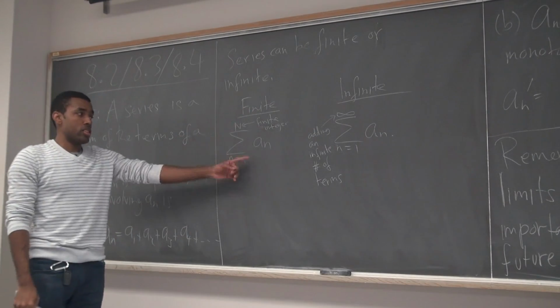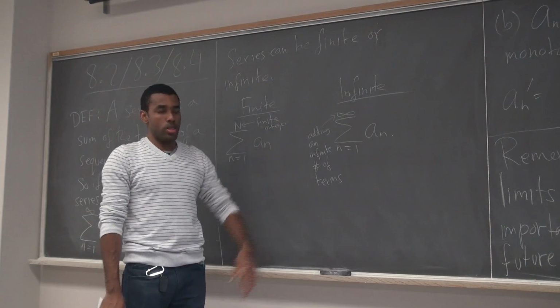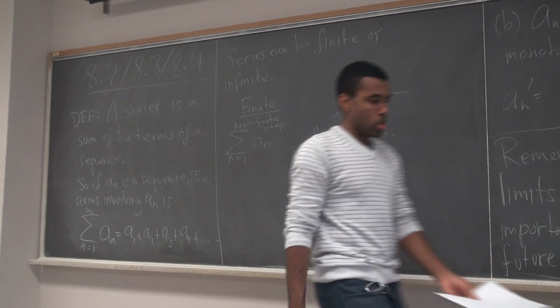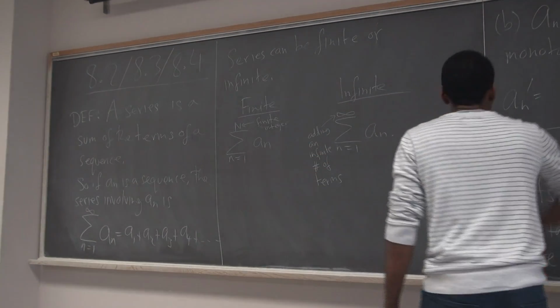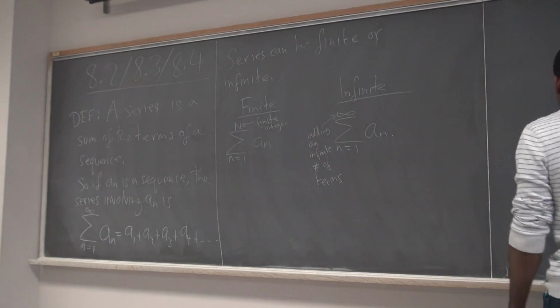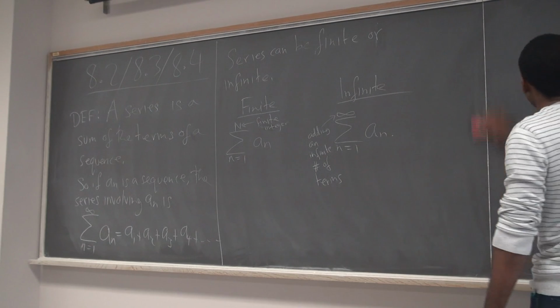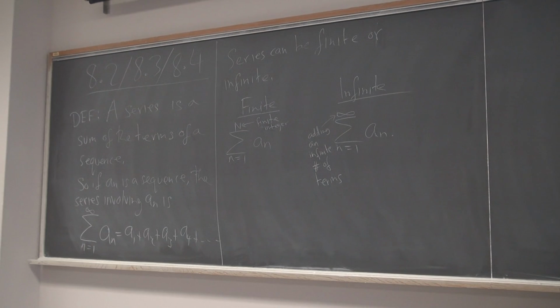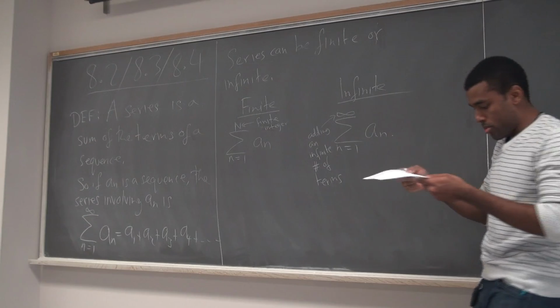So a finite series is just when we're adding up a finite number of terms. An infinite series is when we're adding up an infinite number of terms. So we sort of think of it as just summing the terms of a sequence, right? Understanding what sequences are is sort of important. What else do I want to tell you about series before we jump into it?